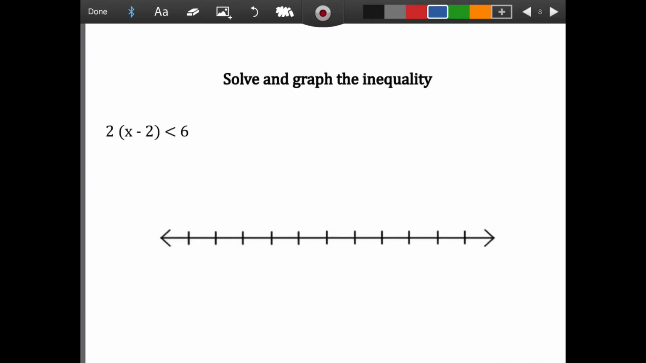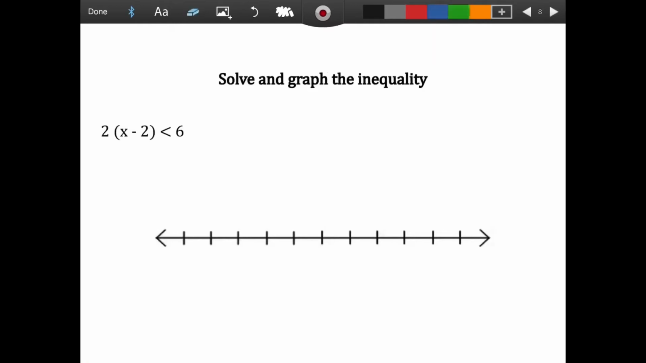Another example for solving the inequality. Take a second, you can pause this video and try it out. We have 2 times x minus 2 is less than 6. So like you saw in the last section, there are 2 ways that we can go about solving this problem. You can distribute that 2 into the parentheses, or you can start by dividing by 2. If possible, I would always suggest dividing. That's going to make your numbers smaller, and it'll just make your equation a little bit easier to work with. So when we divide both sides by 2, we're left with x minus 2 is less than 3.